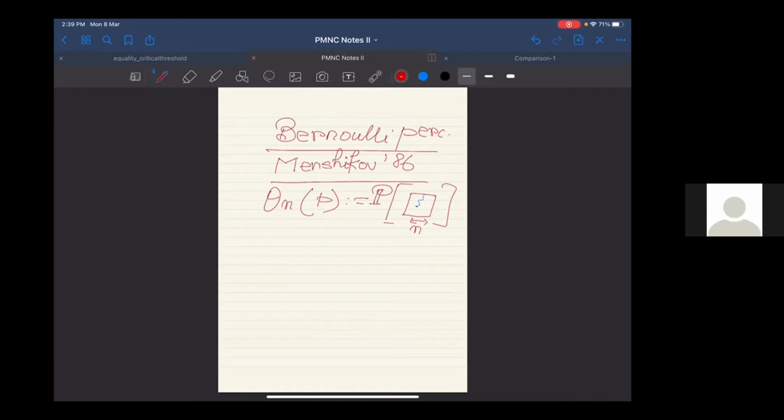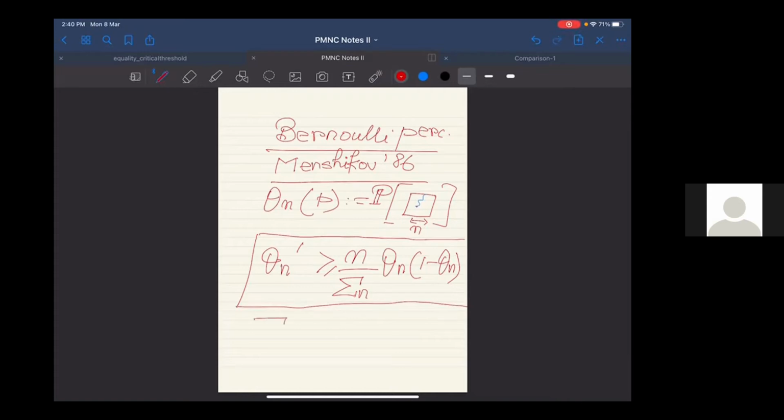then this theta n satisfies a certain kind of differential inequality. Let me write that down. The derivative is bigger than or equal to n over sigma n, times theta n times 1 minus theta n, where sigma n is basically the sum of theta k, k equals 0 to n minus 1.